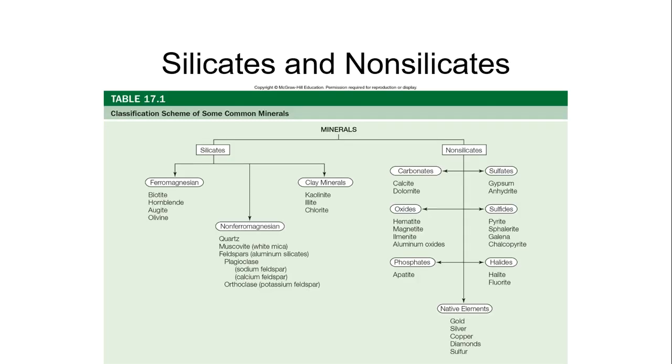Here is a graph from your textbook. This will be a very helpful chart for you to hold on to for the rest of this chapter. Breaks minerals down into silicates on the left and non-silicates on the right. The basic silicates that we deal with are ferromagnesians, ferro meaning iron and magnesium meaning magnetic, magnetite type of structure, non-ferromagnesian, and then you have clay minerals. And then on the right, of course, you have your non-silicates, which we just described.